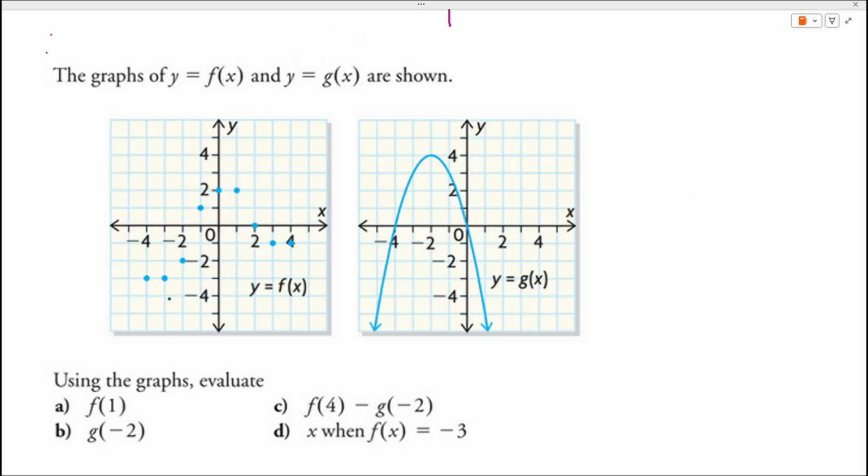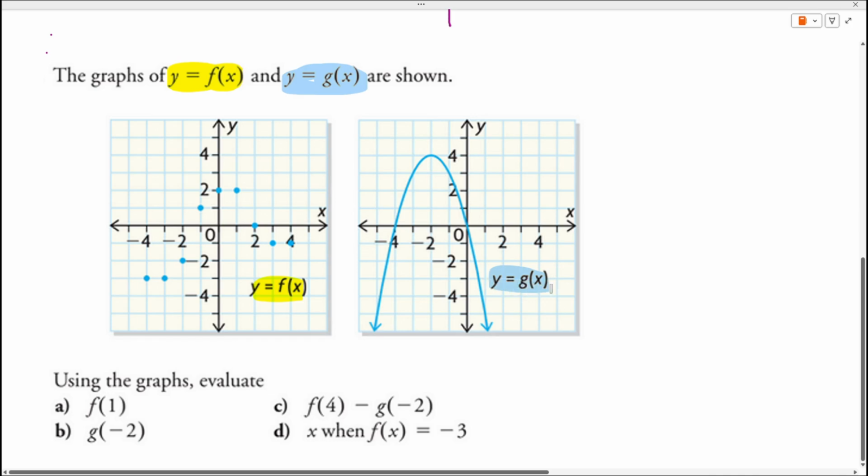Now, let us try solving this question given to us. The question says the graphs of y is equal to f of x, the graph is this one, and for y is equal to g of x, this is the graph given to us. We have been told to evaluate these using these graphs. They are asking us to calculate f of 1. This means we have to use the function y is equal to f of x and find the value of the function when x is equal to 1.